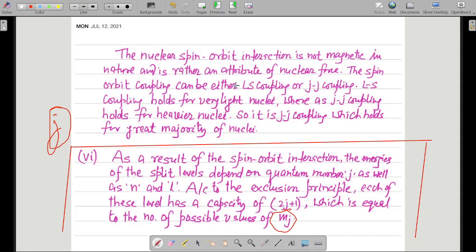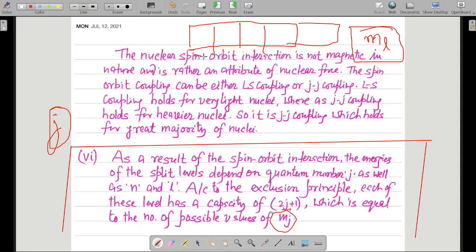You have already seen that when electrons are filled like this, 1 2 3 4 5, the possible values of ml are -2, -1, 0, +1 and +2. So the total possible values of ml are 5. Five values of ml are possible in the case of electrons.